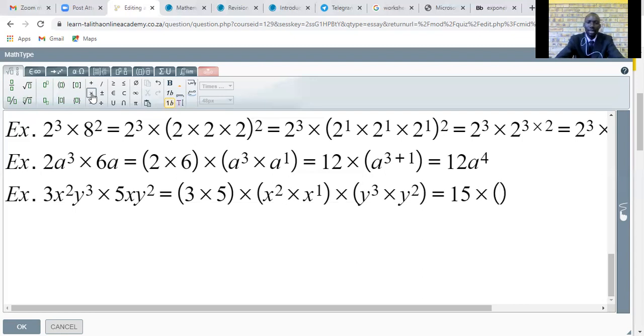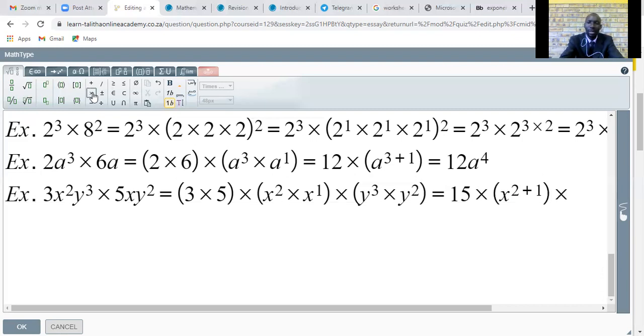So this time we have X. Now notice that because the base is the same, there is X here and X there, we will have to apply the rules right away. And the rules allow us to add the exponents. What are the exponents? 2 for the first value of X and 1 for the second value of X. We then move to the bracket of Y.